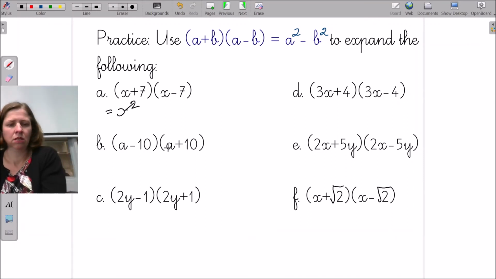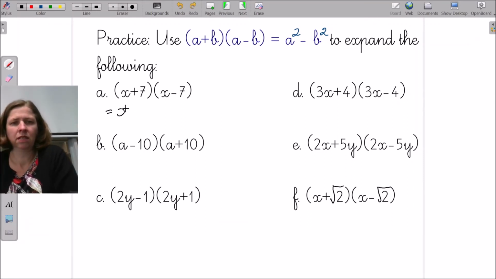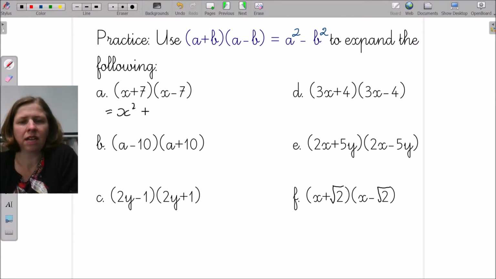Oops. Try that again. x squared. And I subtract, and then I square the second term, that's 7 squared. You don't need to write that step. You can go straight to just writing x squared minus 49.